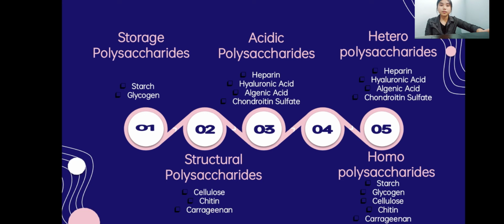Next, structural polysaccharides have cellulose, chitin, and carrageenan. Homopolysaccharides have starch, glycogen, cellulose, chitin, and carrageenan. So, as you can observe, the acidic polysaccharides and heteropolysaccharides have the same characteristics, while structural polysaccharides have the same three characteristics, but storage polysaccharides have two, starch and glycogen.